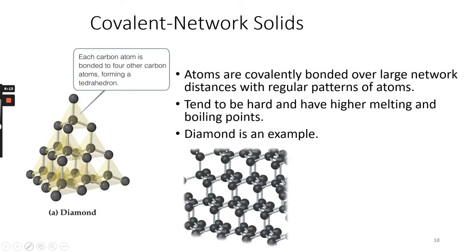The strongest type of bond is the covalent network solid. Atoms are covalently bonded over large network distances with a regular pattern. So basically, you have covalent substances that form crystals, and this is a very strong bond. So they tend to be hard and have high melting and boiling points. An example of this is diamond. Diamond's chemical composition is just carbon, but it forms a crystal structure.